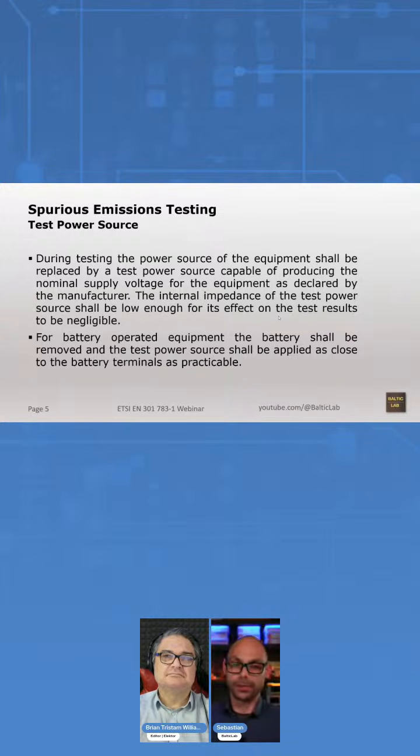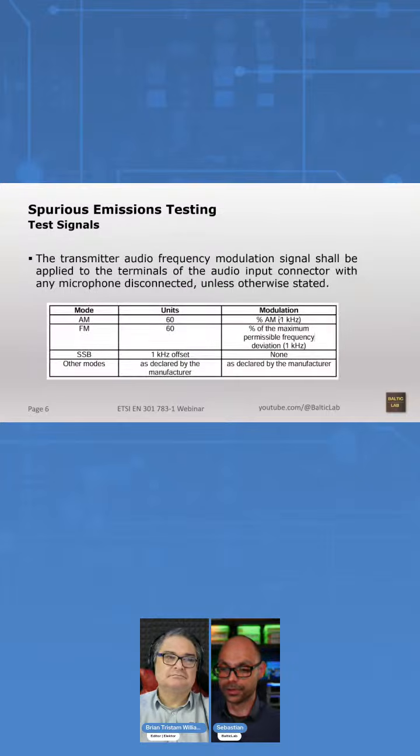If it has a battery, it technically has to be removed. I'm not doing that. Nowadays, they all have a USB-C in the back of the battery. So I just connect a power supply with fairly low impedance to that USB-C input and make sure that the battery is full. Is this completely standard compliant? No. Does it matter? No. I've also compared that before, but I'm just mentioning the rules.